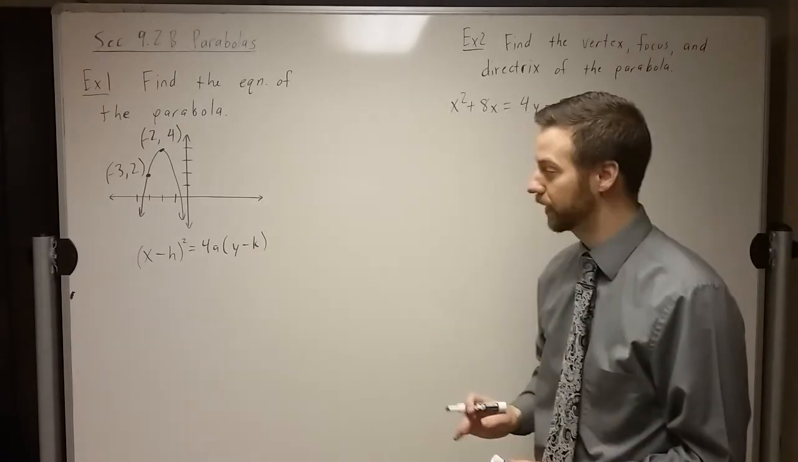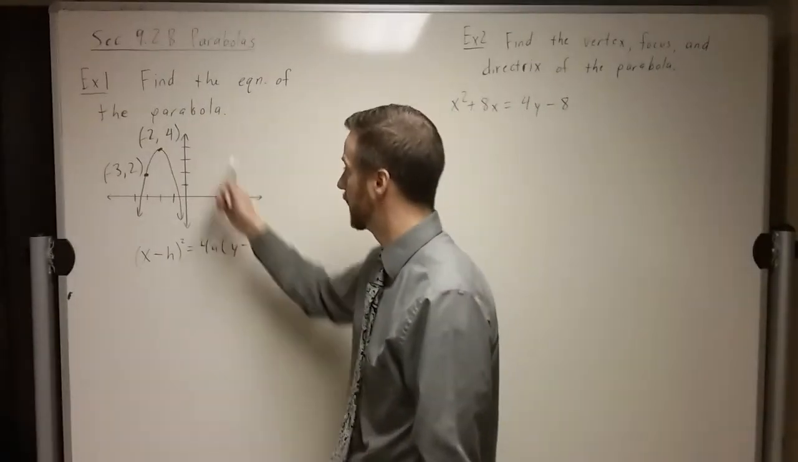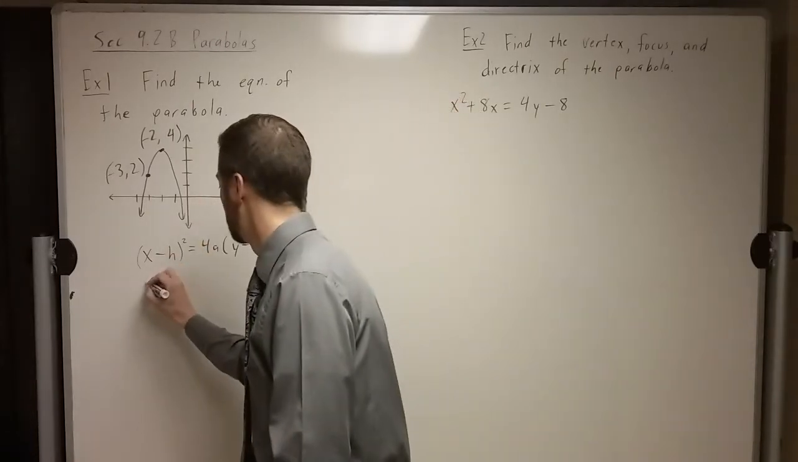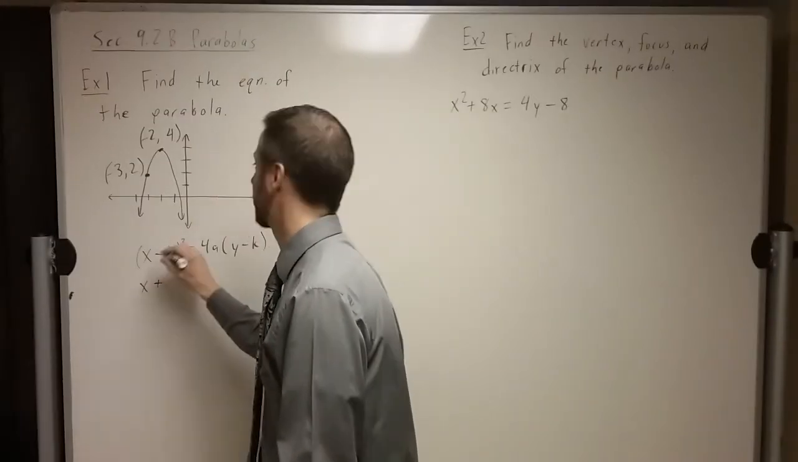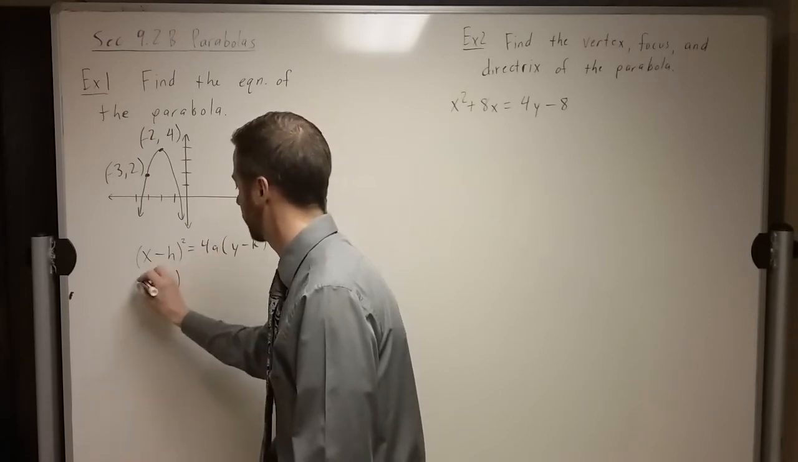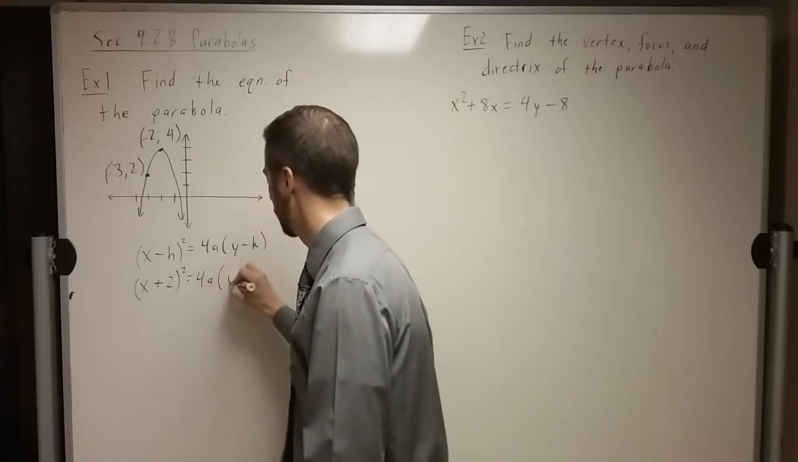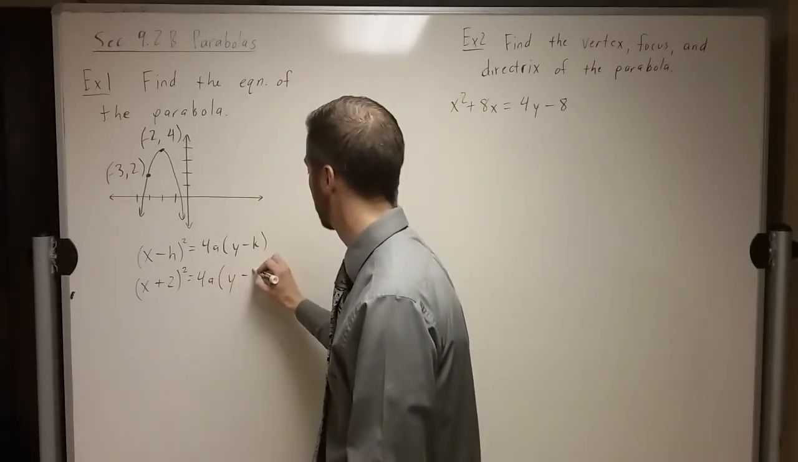But there's something else that we can put in there. We know h and k because we know the vertex. So I'm going to put in both of those. So this becomes x minus -2, so I'm just going to say x plus 2, the quantity squared, equals 4a times (y minus 4).